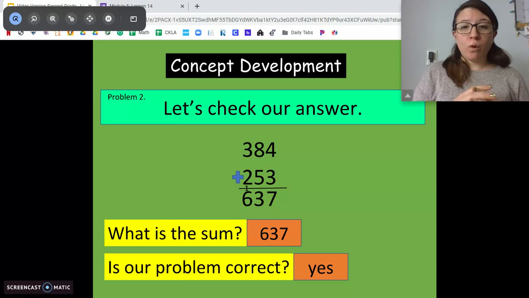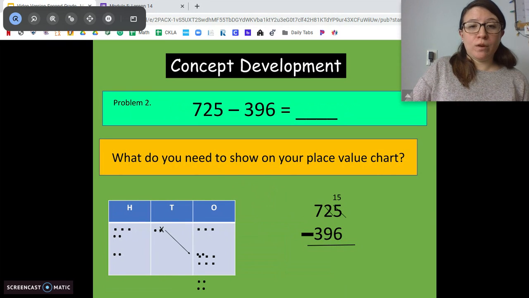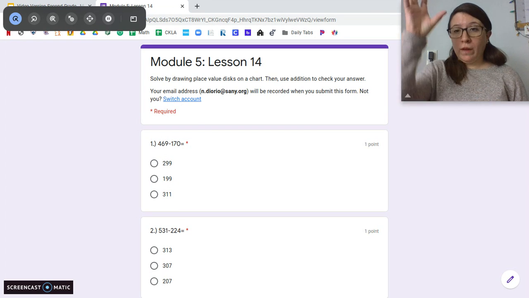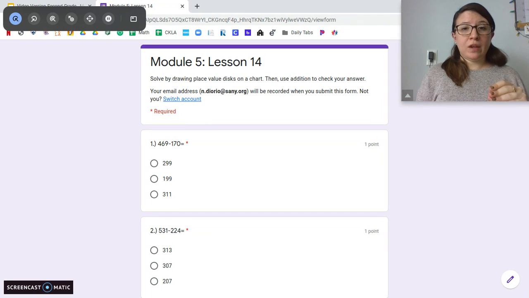Okay? For your exit ticket for today, what you're going to do is solve it with the vertical method and place value discs, and then use addition to check your answer. Add your 2 parts together, make sure they equal your whole. That's how you're going to check to make sure your answer is correct. All right, good job.